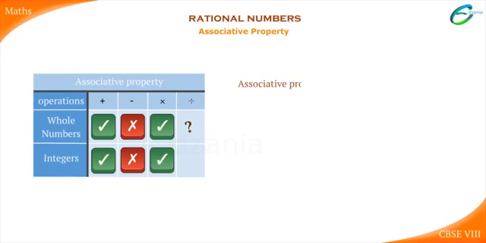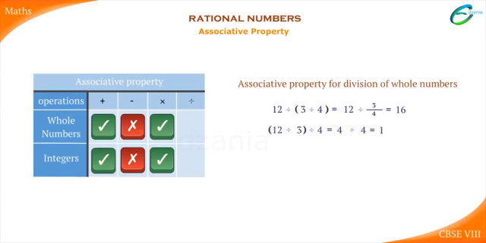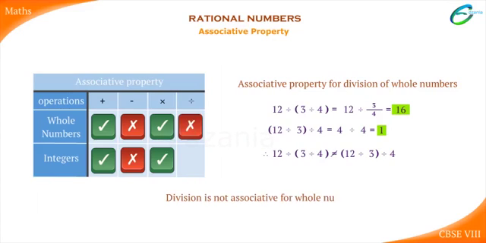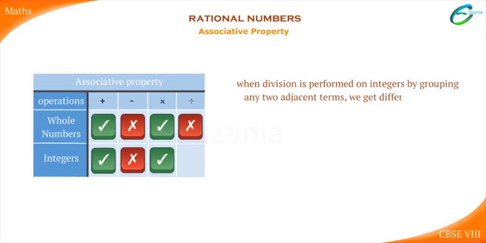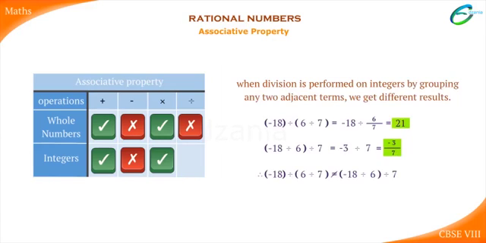Do you think associative property holds for division of whole numbers? Let us find out. From the given example, it is clear that division is not associative for whole numbers. Similarly, when division is performed on integers by grouping any two adjacent terms, we get different results, which is clear with the given example. Therefore, division is not associative for integers.